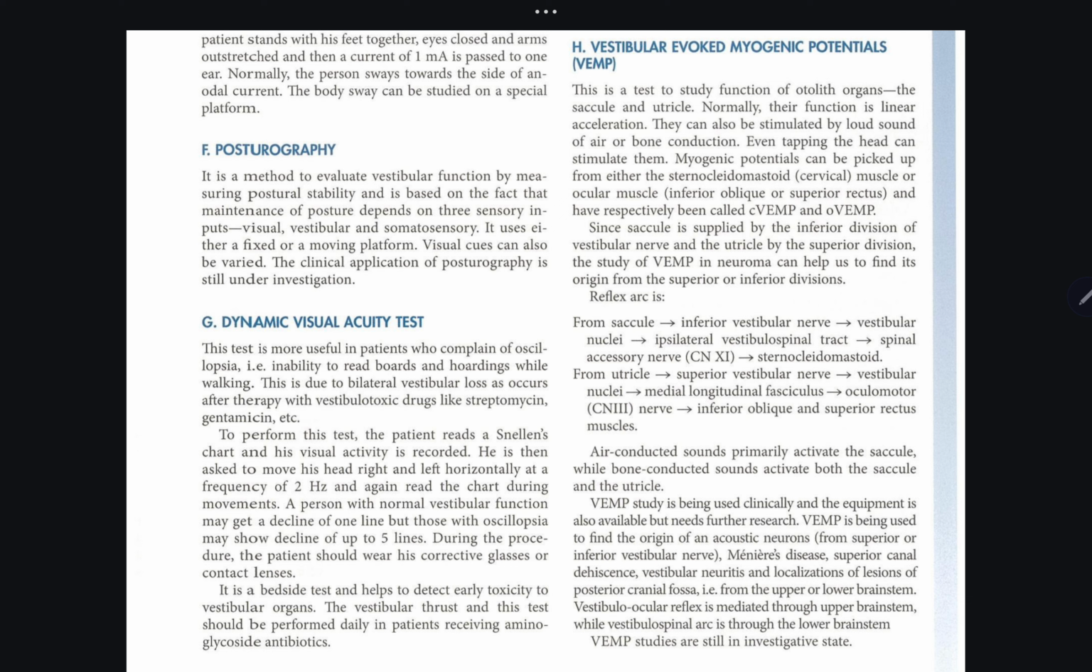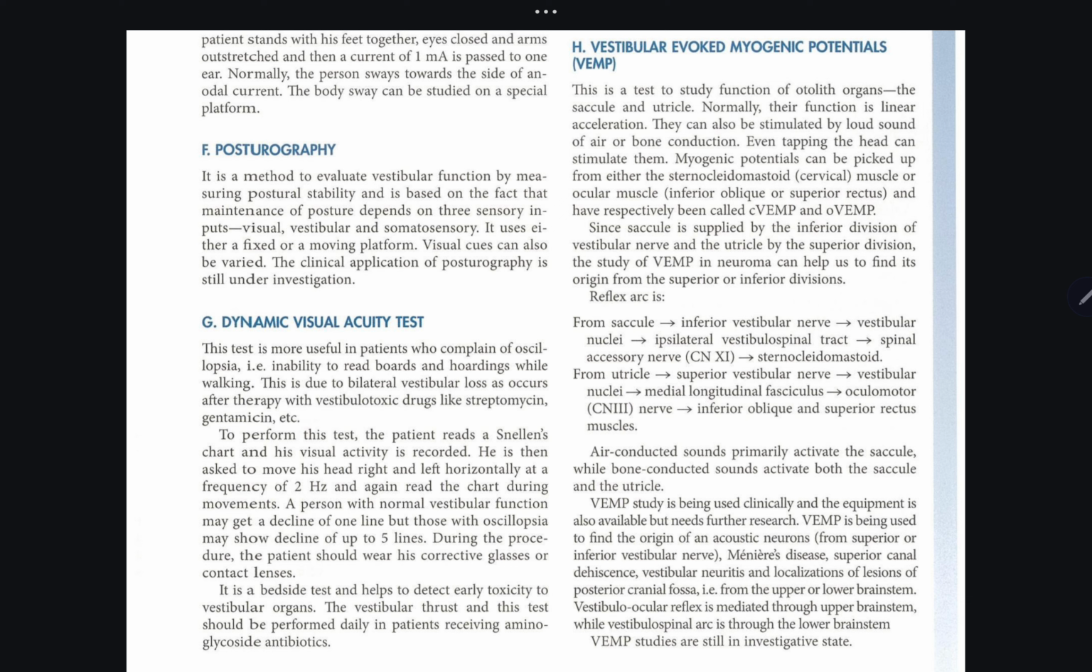Myogenic potentials can be picked up from either the sternocleidomastoid cervical muscle or the ocular muscles, inferior oblique or superior rectus, and have respectively been called C-VEMP or O-VEMP. Since the saccule is supplied by the inferior division of the vestibular nerve and the utricle by the superior division, the study of VEMP in neuroma can help us to find its origin from the superior or inferior divisions.